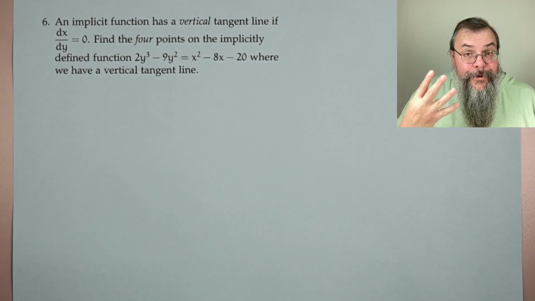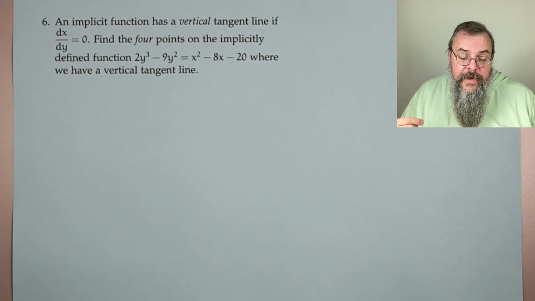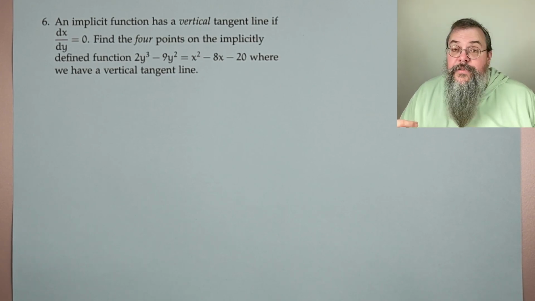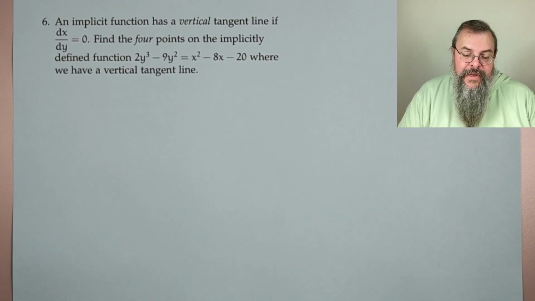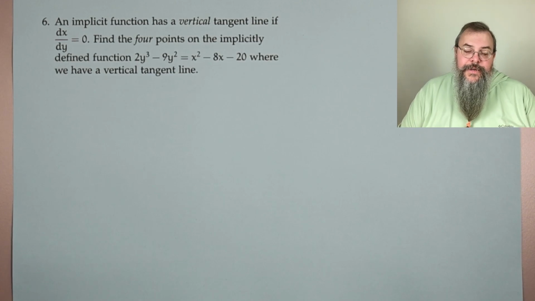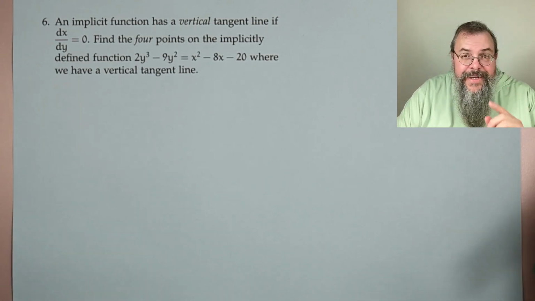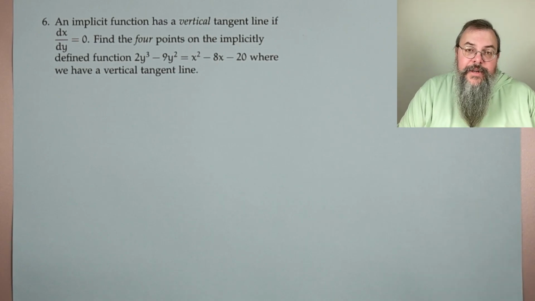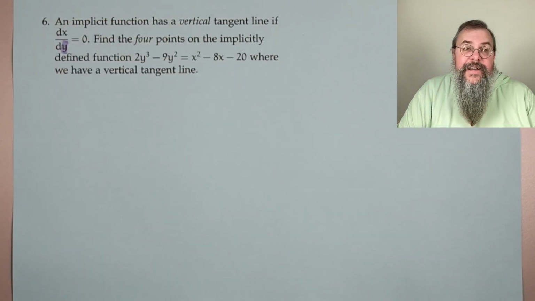Find 4 points on the implicitly defined function 2y cubed minus 9y squared equals x squared minus 8x minus 20, where we have a vertical tangent line. So what's the idea? Notice there's a key thing. We see there's this partial derivative here, but it's dx/dy.